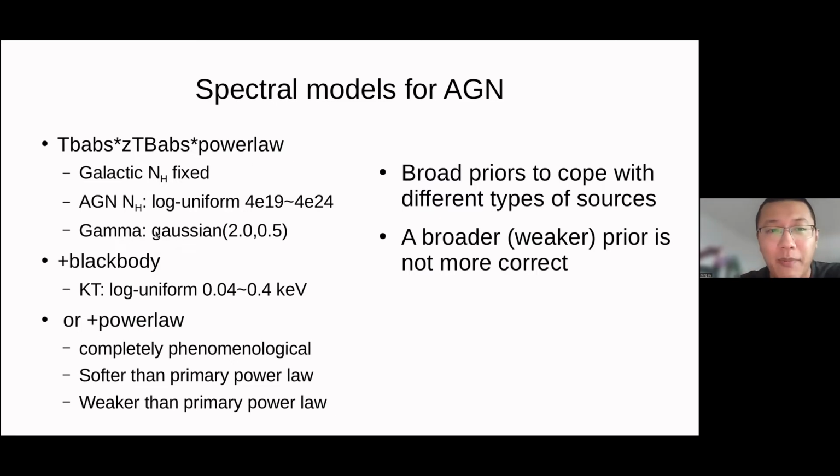And also for gamma, we adopt a very wide Gaussian distribution, which is much broader than the intrinsic scatter. So we adopt such broad priors in order to cope with the different types of sources in such a big sample. But we want to remark that a broader prior is not more correct. It is actually not true.